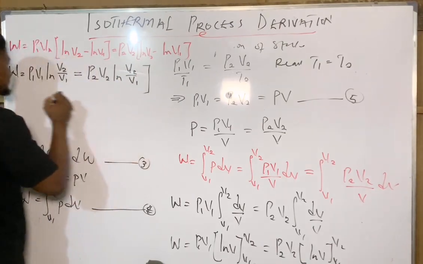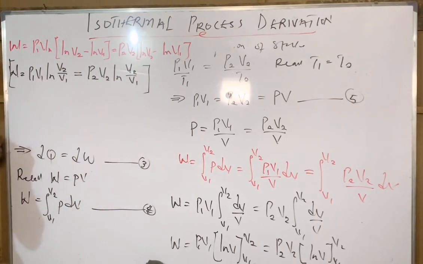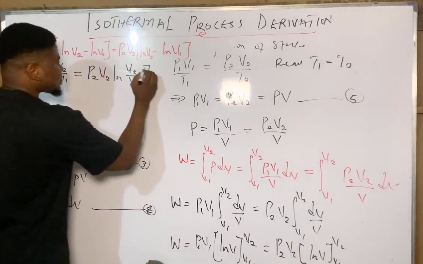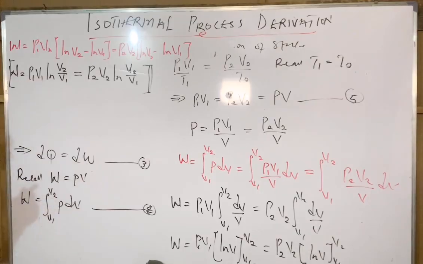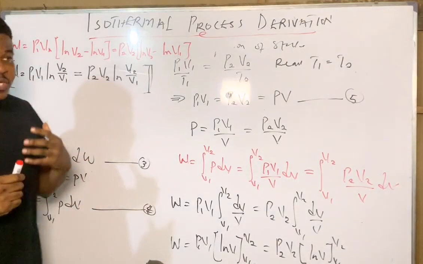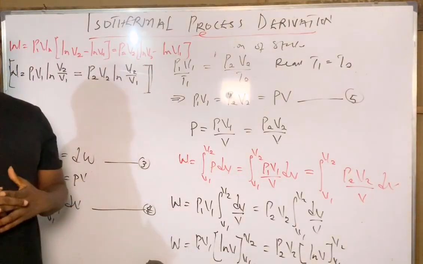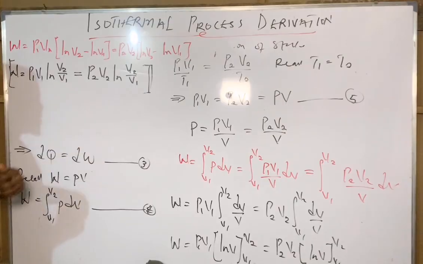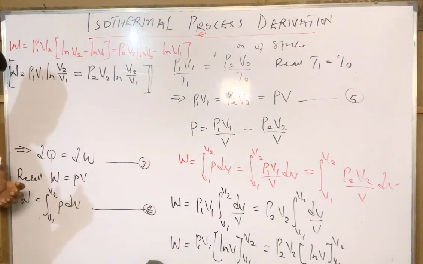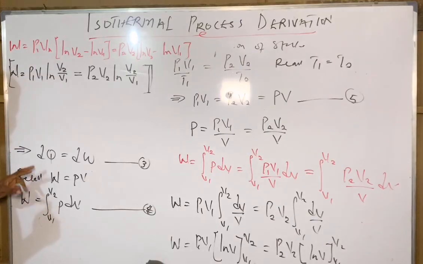So this is the first equation for work done under an isothermal process. If you're given a question and you know the initial values of pressure and volume, you can simply plug that into this equation and find the work done. Remember, for an isothermal process, the heat supplied is equal to the work done. So this equation also is valid for the heat supplied.